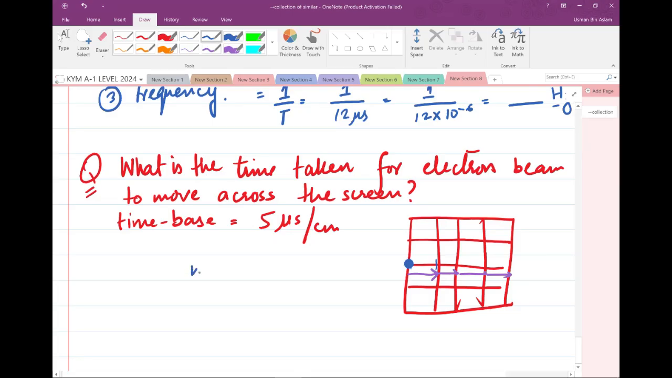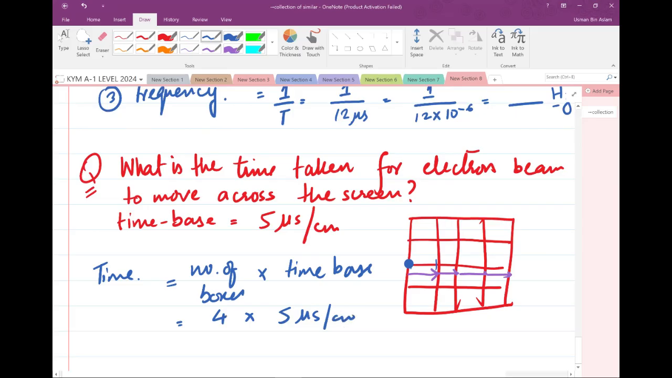The formula was number of boxes multiplied by the time base was equal to the time. The number of boxes were 4. The time base setting was 5 microseconds. So when you multiply it, you get 20 microseconds. So basically that's the amount of time this little spot is going to take moving from the left hand side to the right hand side of the screen.